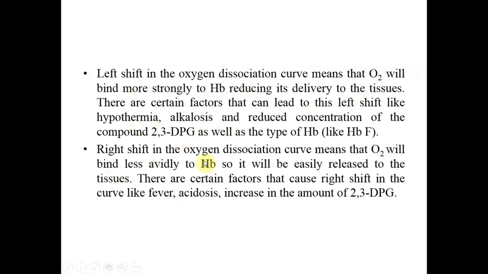Okay, while a right shift in the oxygen dissociation curve means that the oxygen will bind less avidly, مو نفس strength, مو قوي كلش binding, so it will be easily released to the tissues. And we have certain factors that cause this right shift, like for example fever, acidosis, or increase in the concentration of 2,3-DPG. طبعا هذا نعتبره مثل regulator or modulator compound present inside the red blood cells. زيادته ونقصانه كلش ممكن تأثر على the degree of binding of hemoglobin to oxygen.